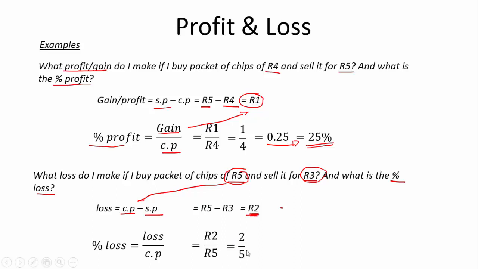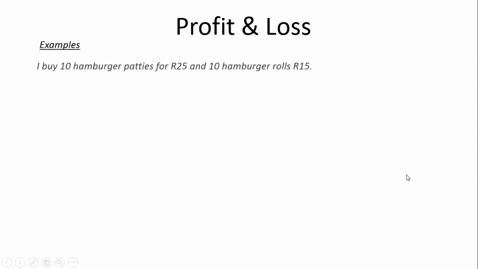And this is going to give us a loss of 2 over 5, which is the same as 0.4, which is the same as 40%. Let's have a look at another example.